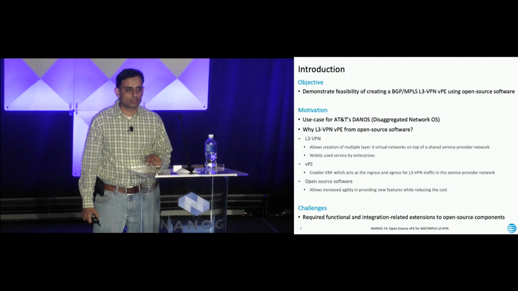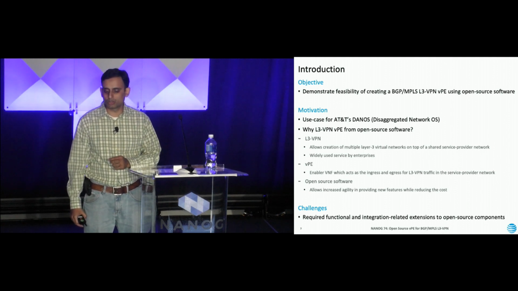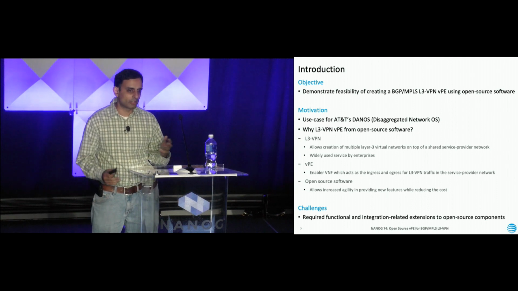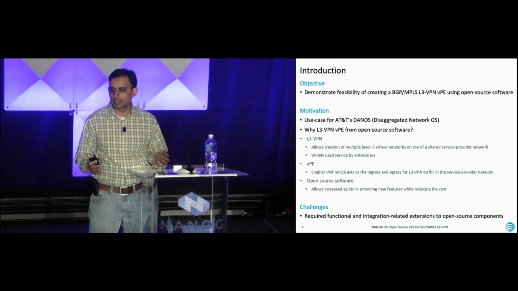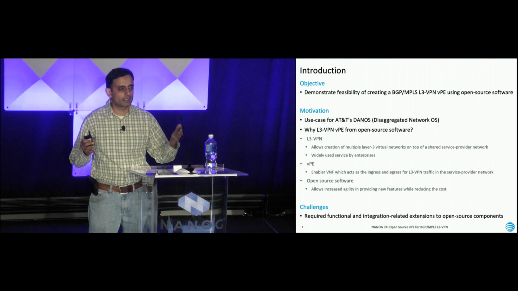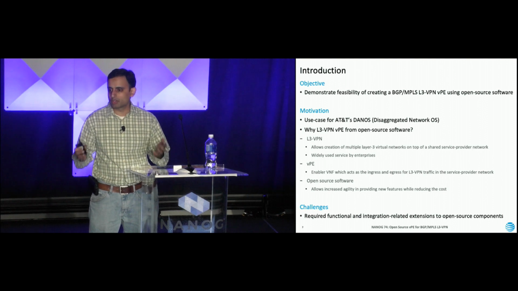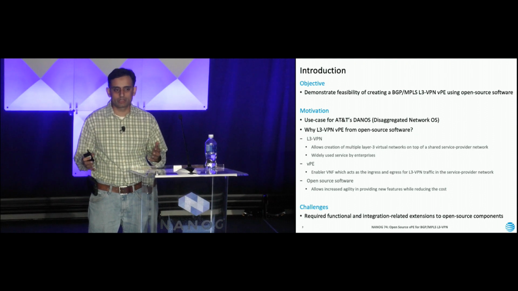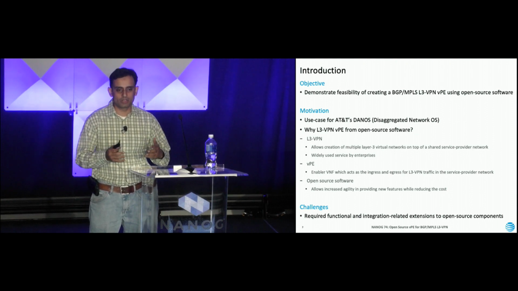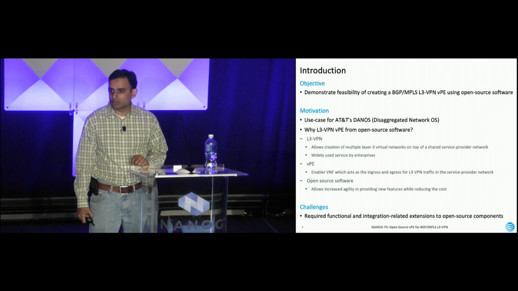The other motivation for actually having a layer 3 VPN VPE as use case is based on 3 keywords in there: L3-VPN, VPE, and open source software. L3-VPN is a service I'm sure all of you are probably familiar with. This is a service that service providers like AT&T can provide on a shared backbone, where they can create an illusion of virtual private network for lots of different customers. And I'm sure if you are an enterprise or any kind of business, you probably connect to a service provider and access this service in order to connect your different sites, which might be geographically distributed. So this is a widely used service.